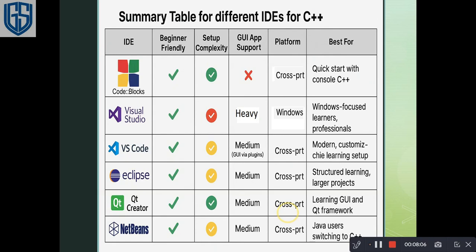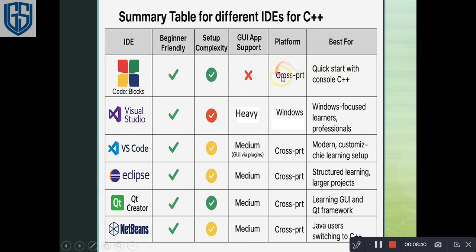Next, you can see the summary of different IDEs for C++. Code::Blocks is beginner friendly, all are beginner friendly only. Coming to setup complexity, Code::Blocks is easy to install. Visual Studio takes a lot of time, and then size: Visual Studio, Eclipse, NetBeans are medium. GUI support is there, but Code::Blocks doesn't support GUI. Visual Studio heavily supports it, others medium.